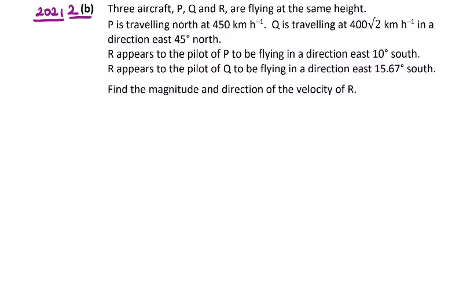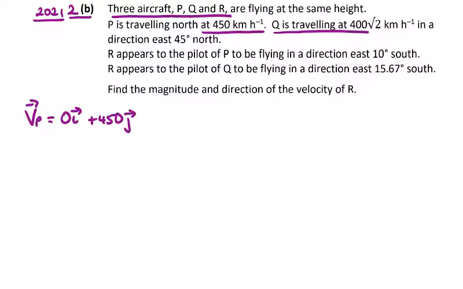This is the 2021 Relative Velocity question 2b. We have three aircraft, P, Q and R. They're all flying at the same height. P is traveling north at 450 kilometers an hour. Velocity of P is equal to 0 in the i direction plus 450 in the j direction.